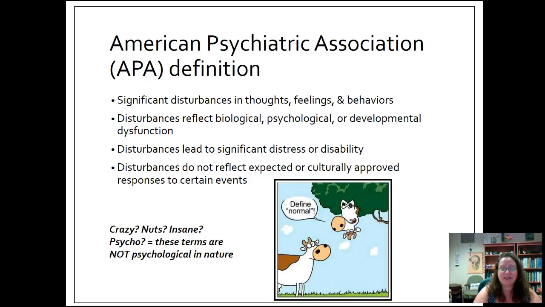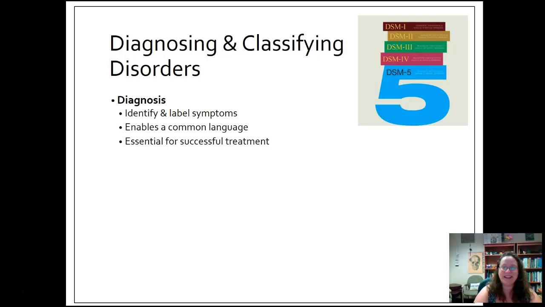So we don't use terms like crazy, nuts, insane, psycho. These are not psychological terms. This is not something you'll ever hear in a psychology lecture, like, here, let's talk about someone who's nuts now. We don't use those types of terms. Those are colloquial terms. They don't have meaning in psychology. So how do we tell then what is an abnormal behavior?